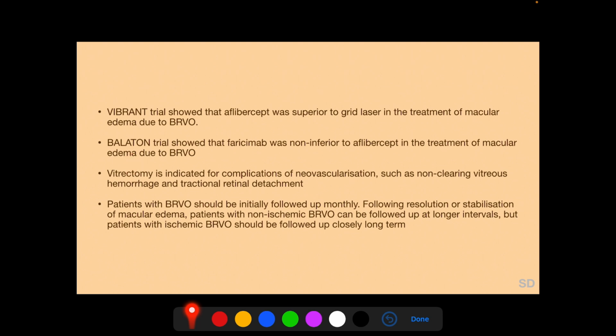Vitrectomy is indicated for complications of neovascularization such as non-clearing vitreous hemorrhage and tractional retinal detachment. Patients with BRVO should be initially followed up monthly, and following resolution or stabilization of macular edema, patients with non-ischemic BRVO can be followed up at longer intervals, but patients with ischemic BRVO should be followed up closely long term.